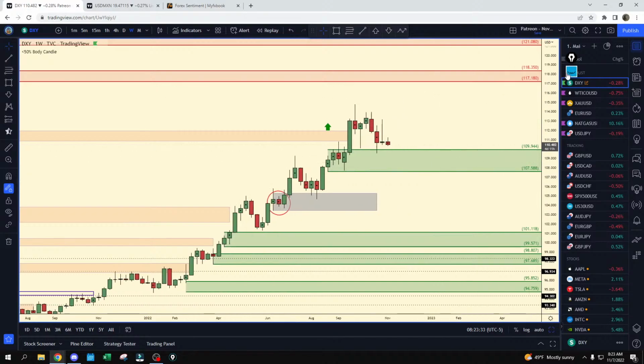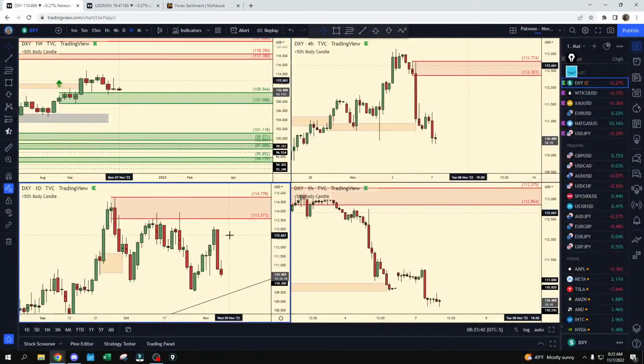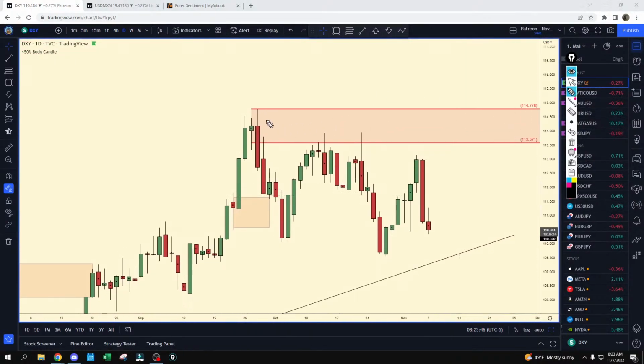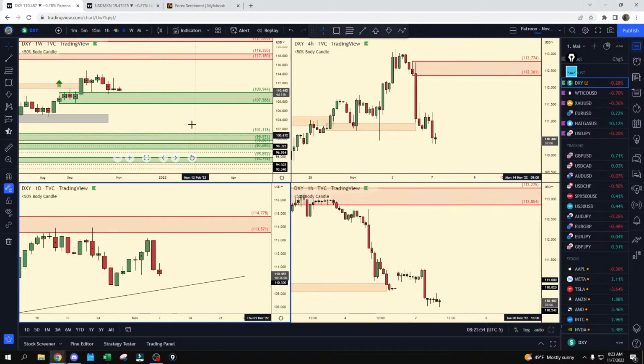And remember, we have weekly demand in control here on the US dollar. And with a weekly uptrend, in my opinion, it's probably going to continue to go up. But if you look at the daily chart here, it's just kind of going sideways. So we're clearly struggling to break this daily supply. At that point, it's a very, very confusing time.